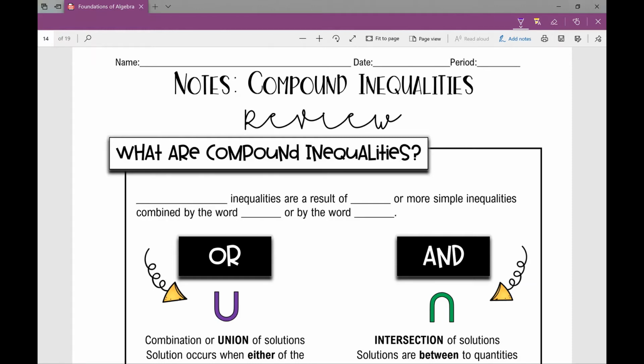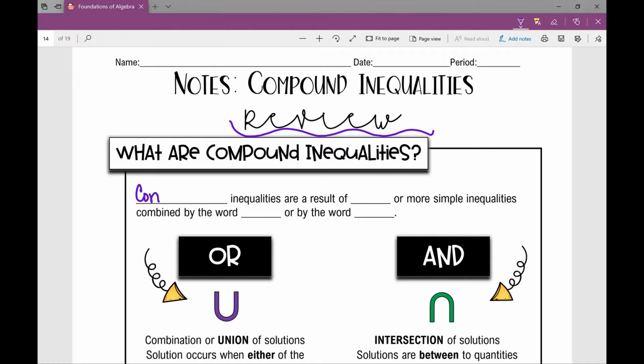Let's get started on your Algebra 2 notes over compound inequalities. This is meant to be a review, so hopefully you remember a little bit about compound inequalities from Algebra 1. So first and foremost, what are compound inequalities?